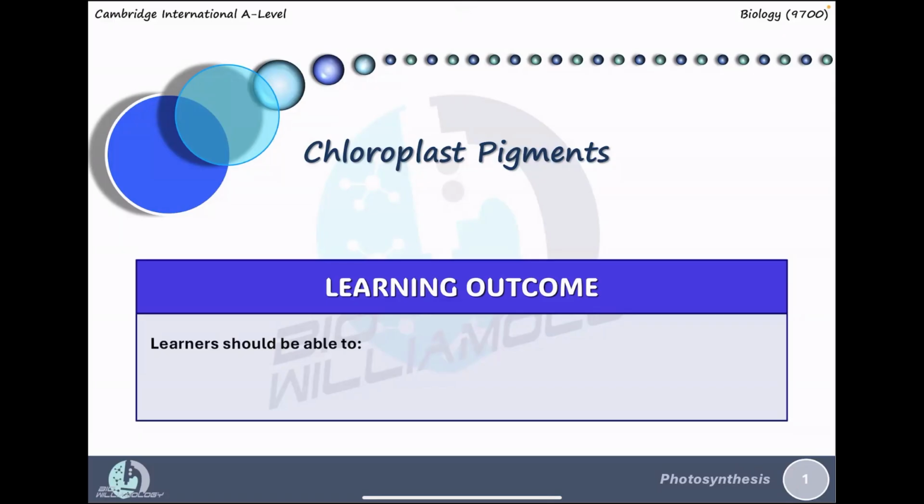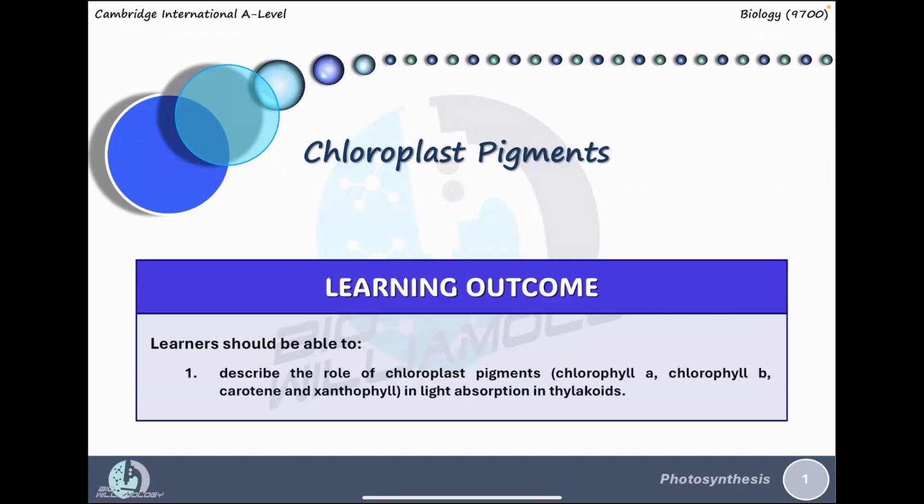In this lesson, we will explore chloroplast pigments. At the end of this lesson, you will be able to describe the role of chloroplast pigments, including chlorophyll A, chlorophyll B, carotenes, and xanthophyll in light absorption in thylakoids. Let's get started.